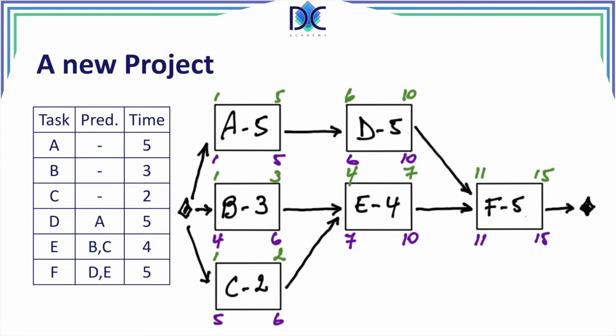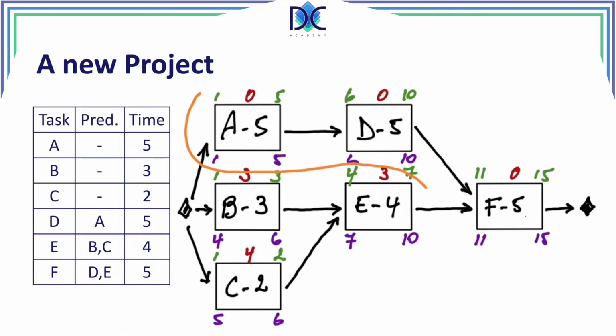Now we can calculate the slack of all the activities, and we see that the slack for A is 0, for D is 0, and for F is equal to 0. The slack for B is 6 minus 3, it's 3. For E, it's also equal to 3. And for C, we have the slack, which is equal to 6 minus 2, is 4.